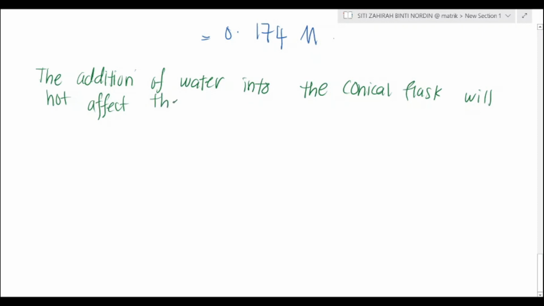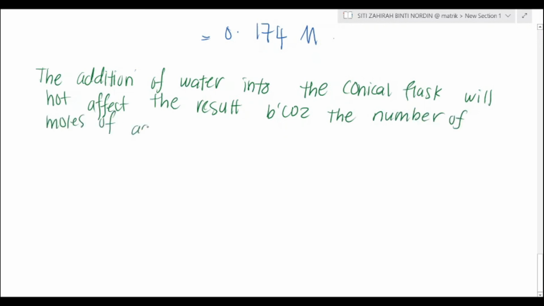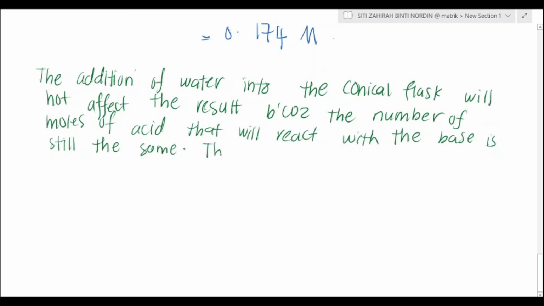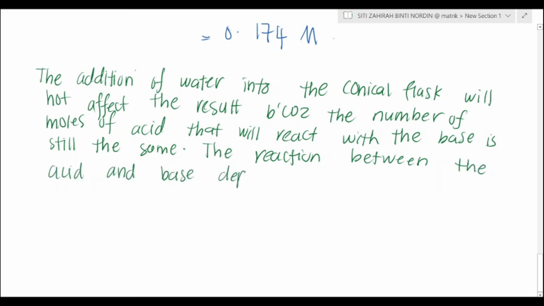For exercise question, you should answer it as the addition of water into the conical flask will not affect the result because the number of moles of acid that will react with the base is still the same. The reaction between the acid and base depends only on stoichiometric ratio.